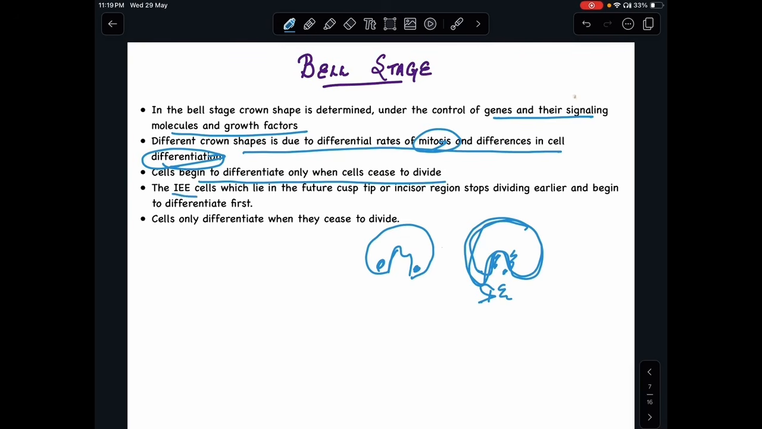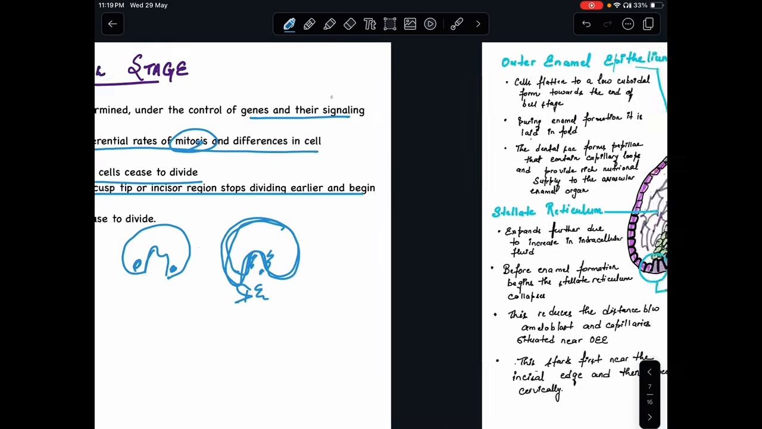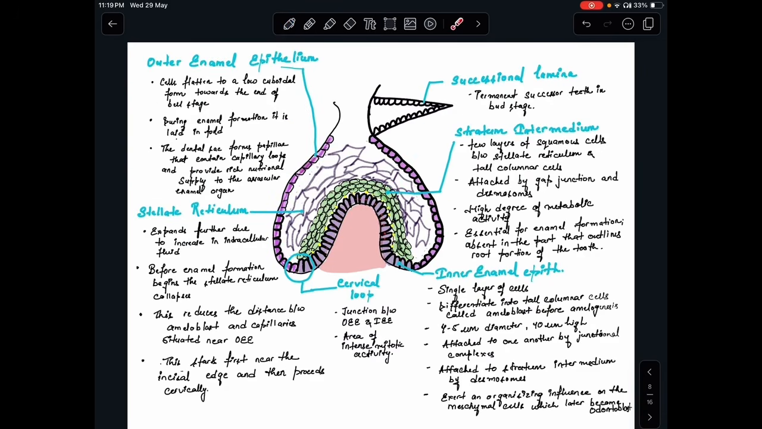The inner enamel epithelium cells which lie in the future cusp tip or incisor region stop dividing early and begin to differentiate first. So say this is the area with the incisor tip. The cells in here will stop dividing and start differentiating first. This area may still keep growing, but these will start differentiating first.